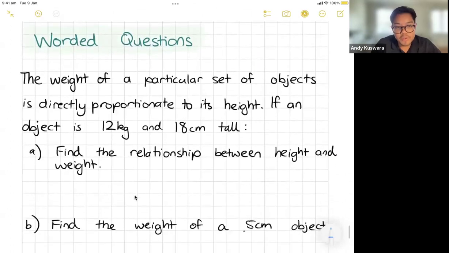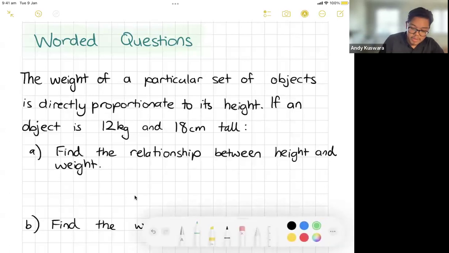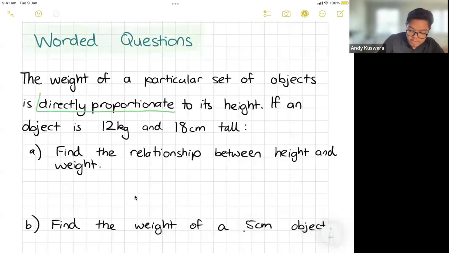Now, where you're more likely to see these types of questions is in the worded application types. So I'll give you an example of how a question like this may go. They might say something like, the weight of a particular set of objects is directly proportionate to its height. Now I'm going to stop there. When you see these words, I want you to immediately think, I know what this is, directly proportionate. It's y equals kx. I want to write that down.